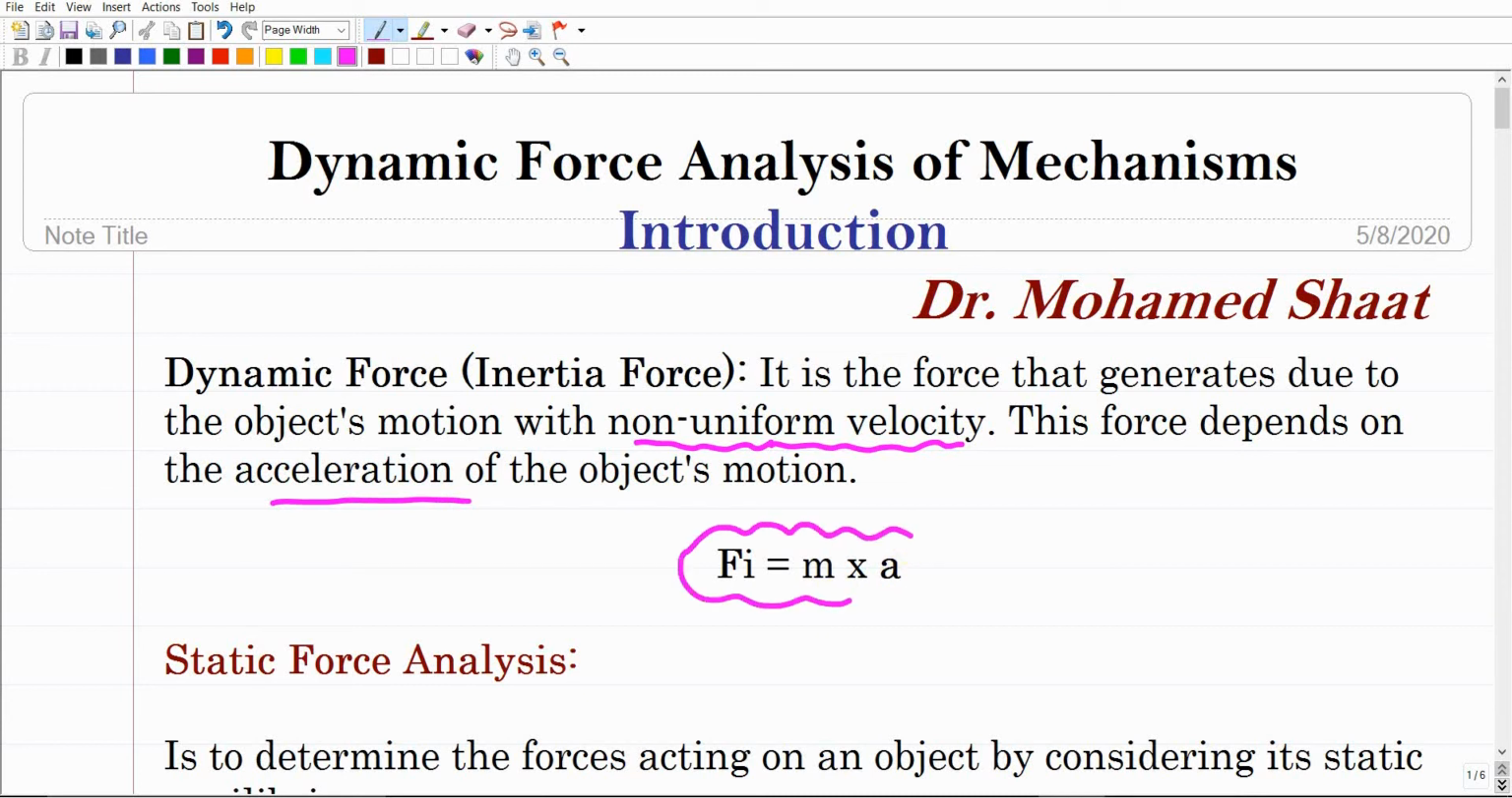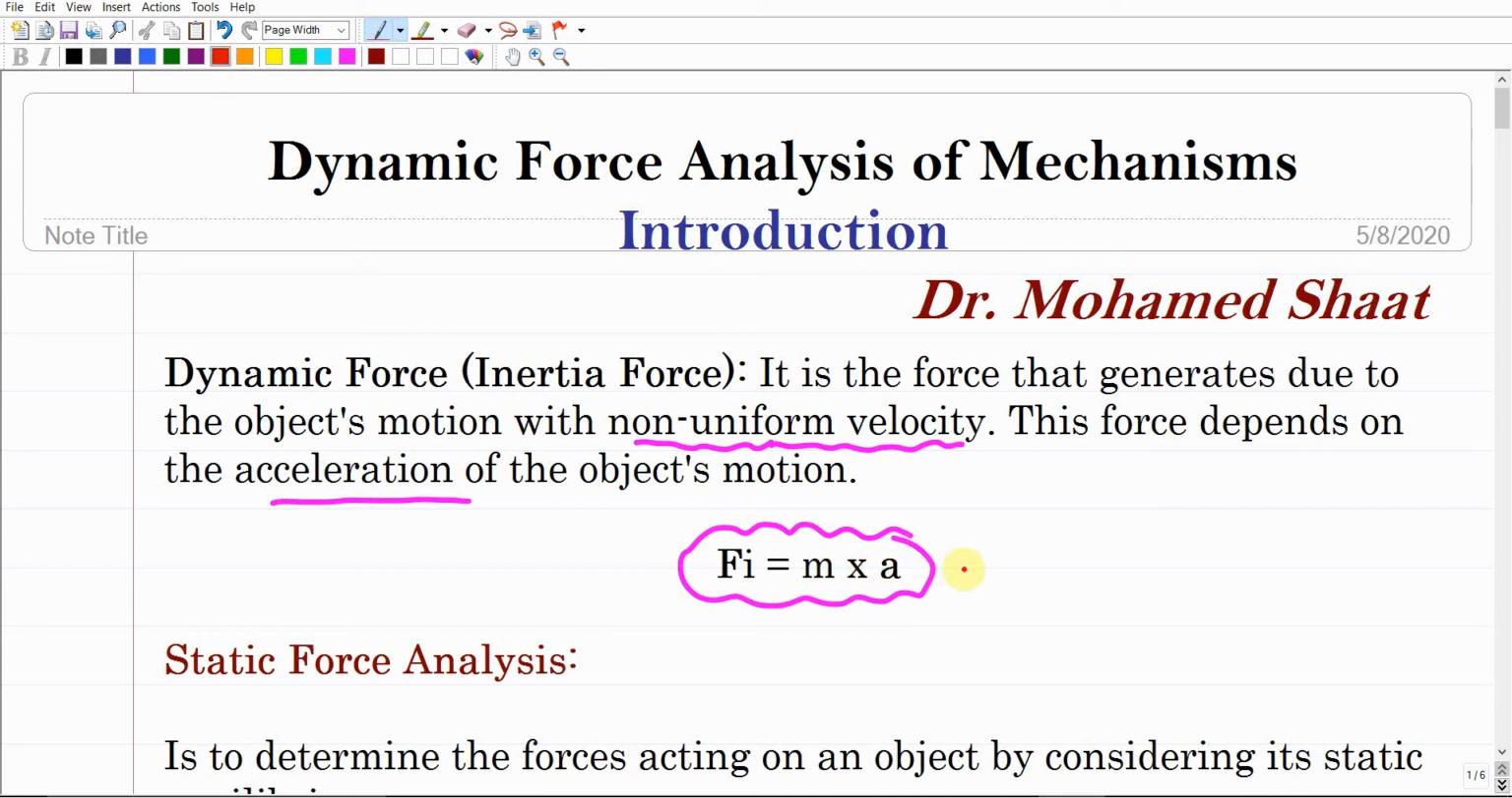So simply we can define the inertia force as the mass of the object times its acceleration, as you knew from the physics or even the dynamics class before. This is the mass of the object, m, and this is the acceleration by which the object is moving.